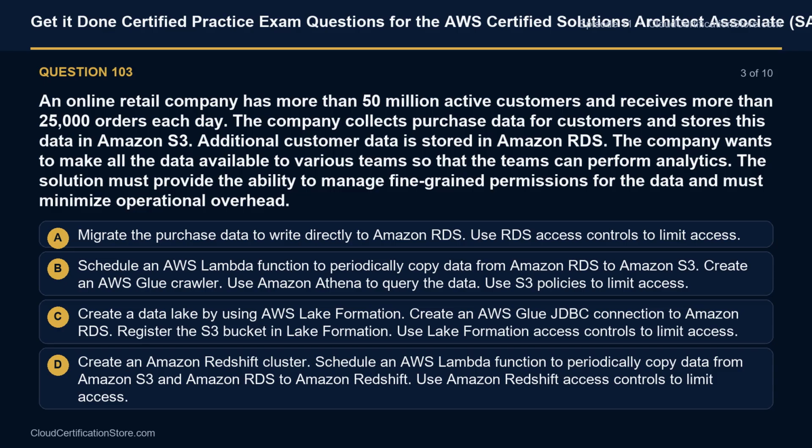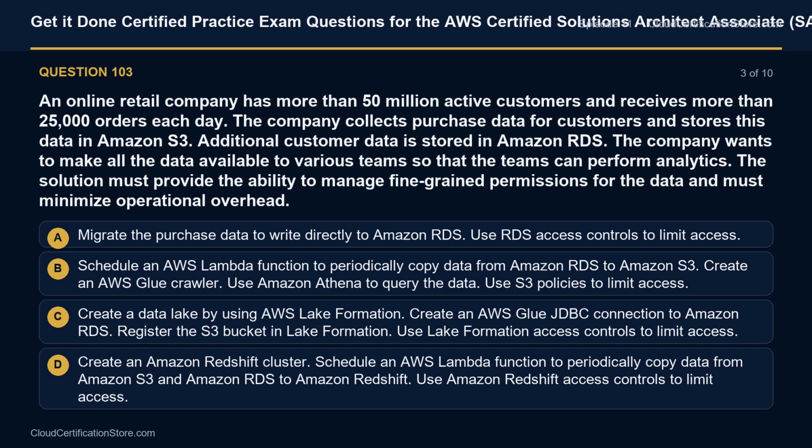Option C. Create a data lake by using AWS Lake Formation. Create an AWS Glue JDBC connection to Amazon RDS. Register the S3 bucket in Lake Formation. Use Lake Formation access controls to limit access.